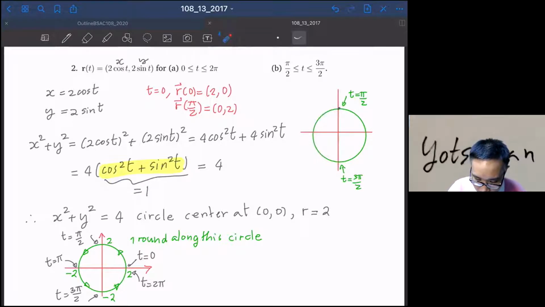So in this calculation, you stop here and you erase the rest out. Okay, so you just erase this part out, and you use a small arrow in order to indicate that you go from this point to this point, from t equal to pi over 2 to 3 pi over 2. So this one is for question B, the second one.